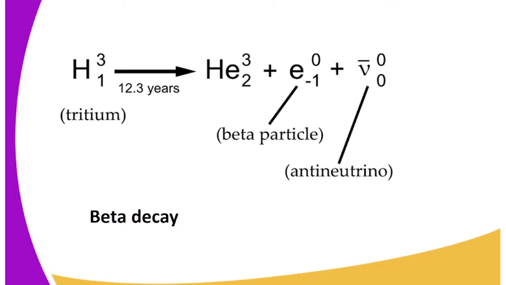Next we have the beta decay. In beta decay, if the nucleus decays by release of a beta particle, the mass number remains the same, but the atomic number increases by 1. As you can see there, the mass number of hydrogen remains the same, but the atomic number increases by 1.